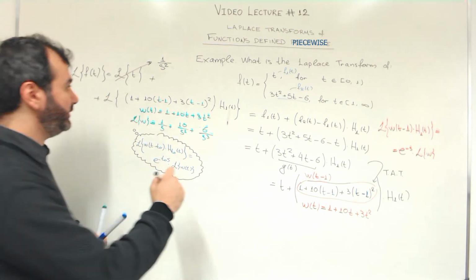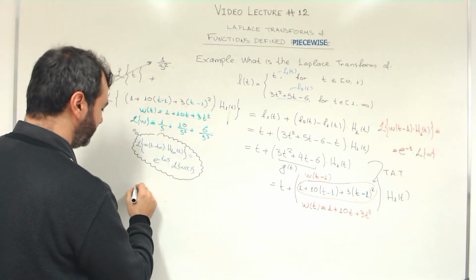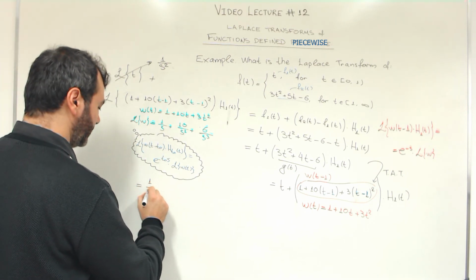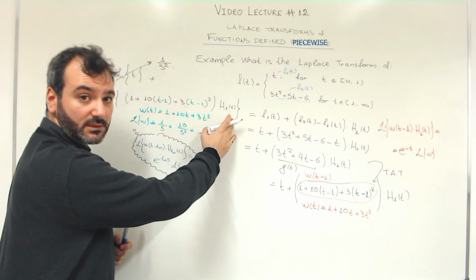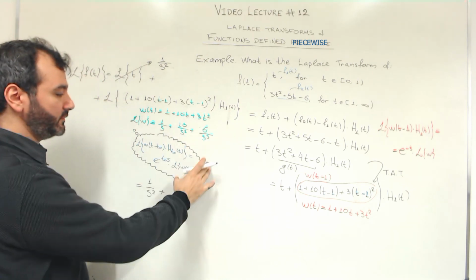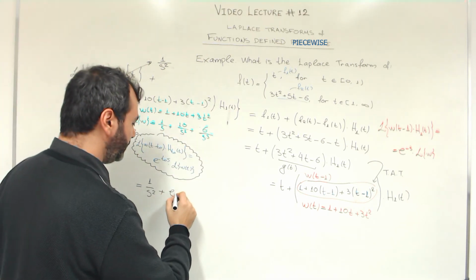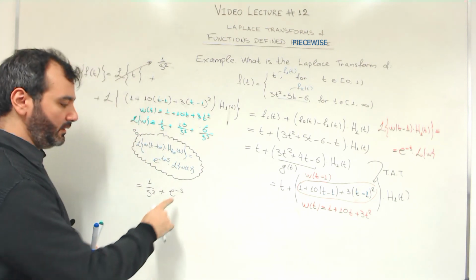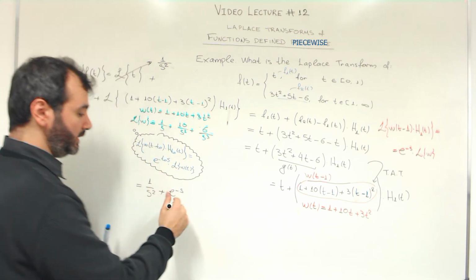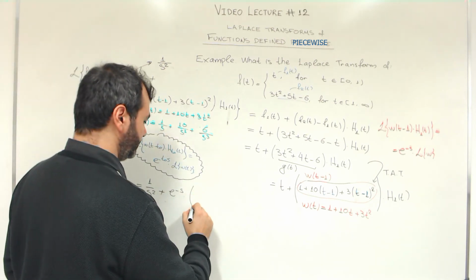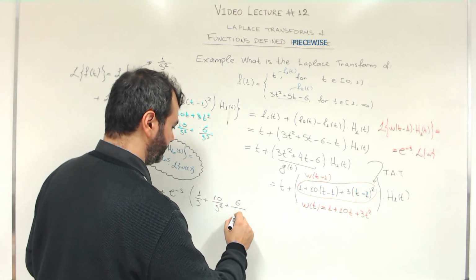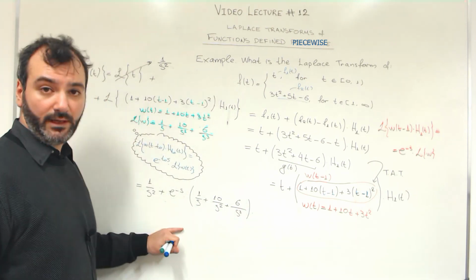Now this gives us the final result. So the Laplace of f is given by 1 over s squared plus, and now this expression has the Laplace transform, because of this theorem, e to the minus 1s, 1 is t0, times the Laplace transform of w. And that's it, really, that's it.